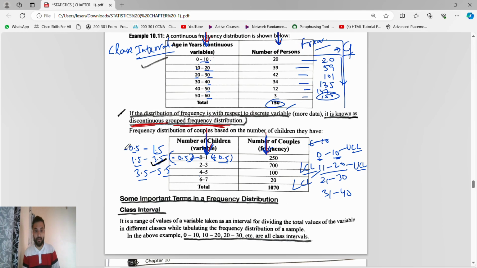Now see this: 0.5 to 1.5, 1.5 to 3.5, 3.5 to 5.5. Oh sorry, it is minus. So what is this? Continuous: starting from 0.5 ending at 1.5, again starting from 1.5 ending at 3.5, again starting from 3.5 ending at 5.5. Like this we will convert the discontinuous into continuous. From lower class limit we subtract 0.5, from upper class limit we add 0.5.